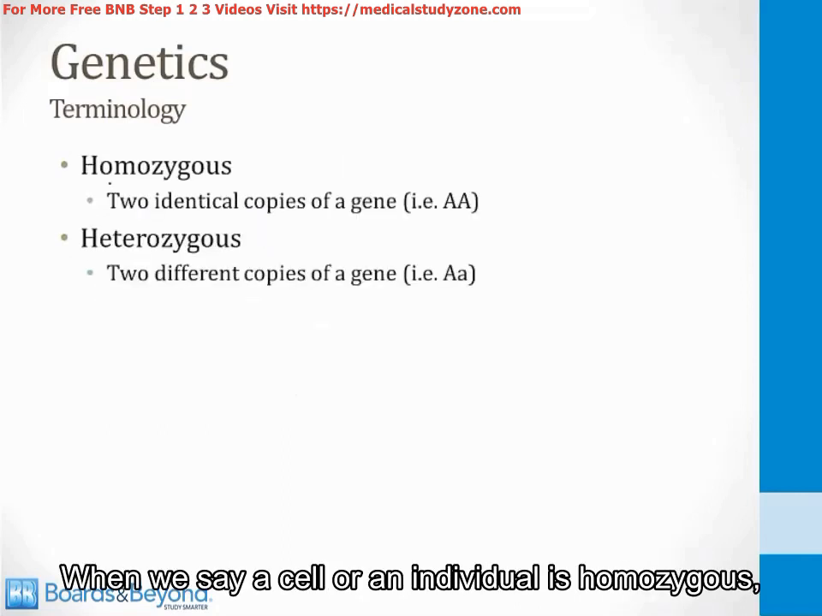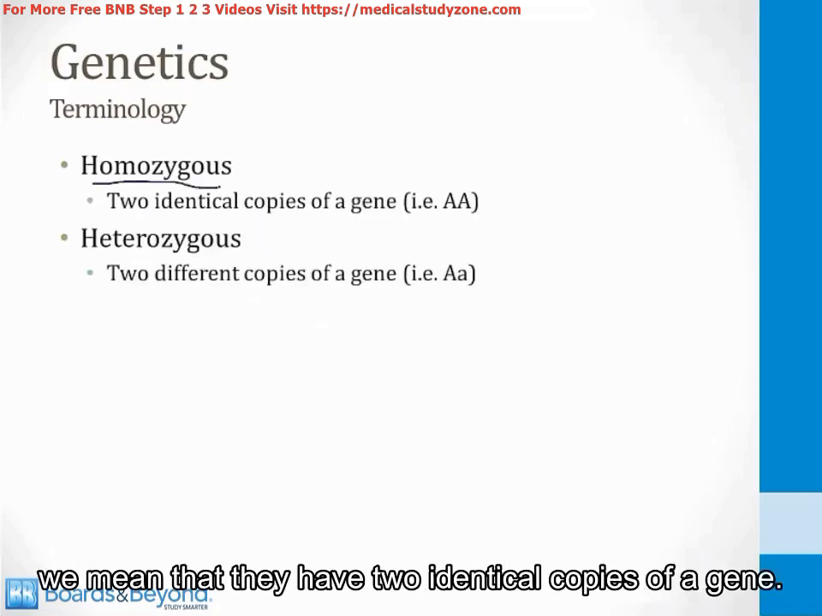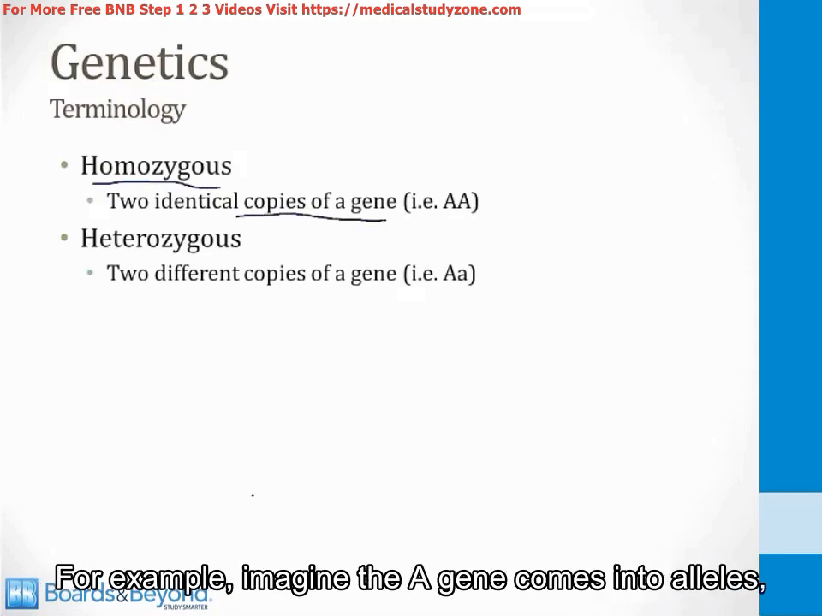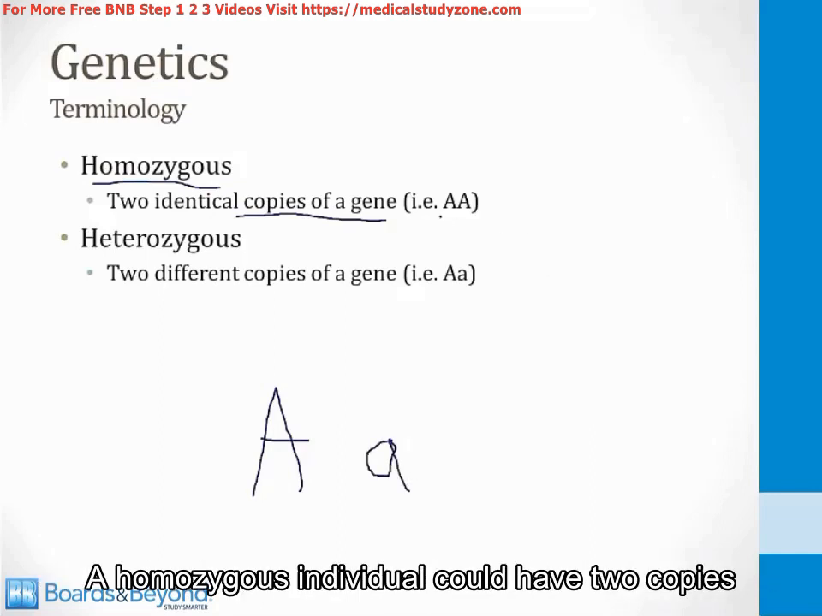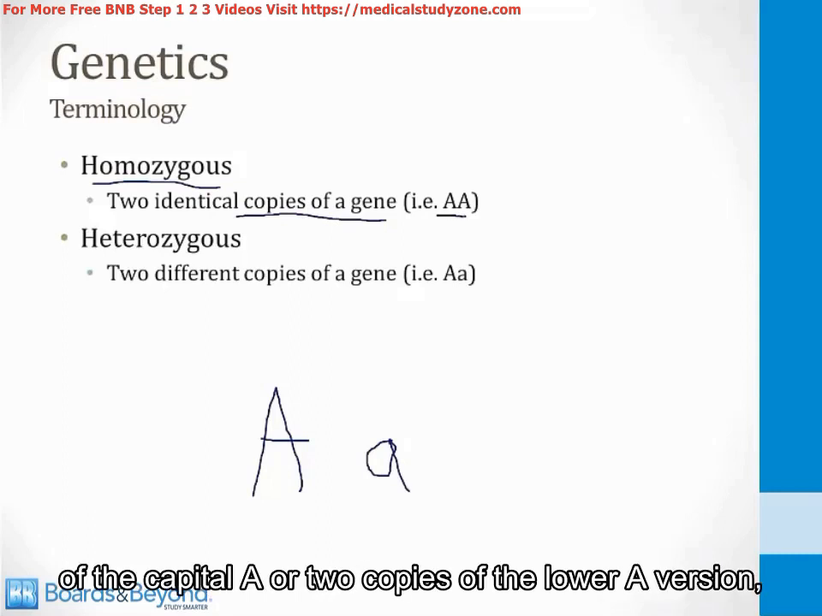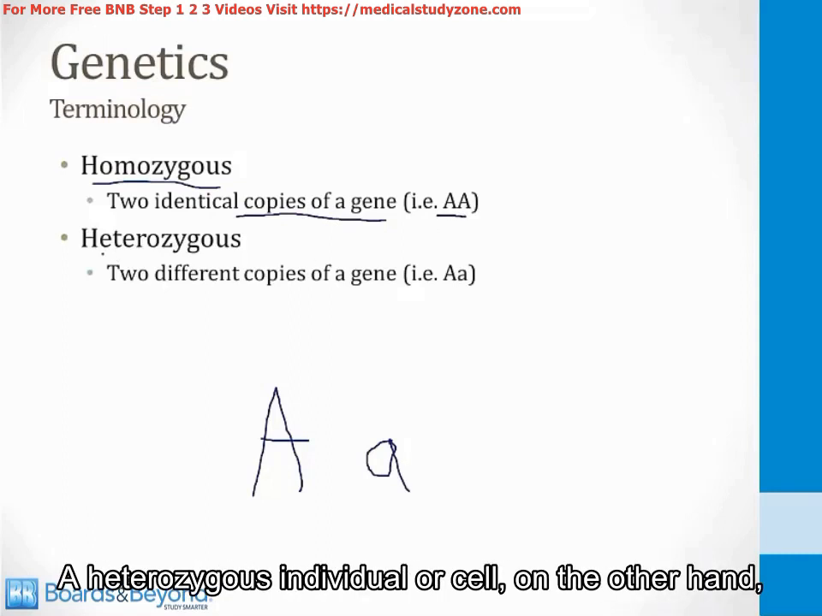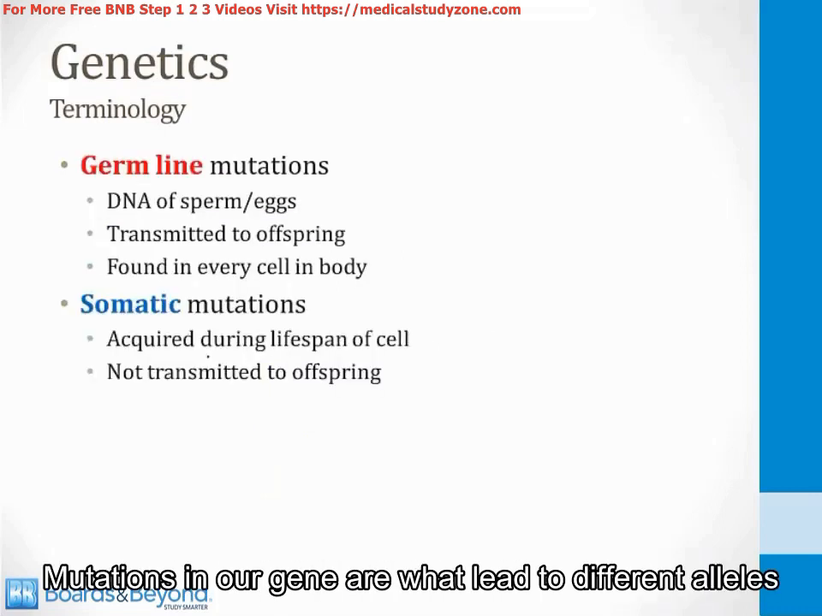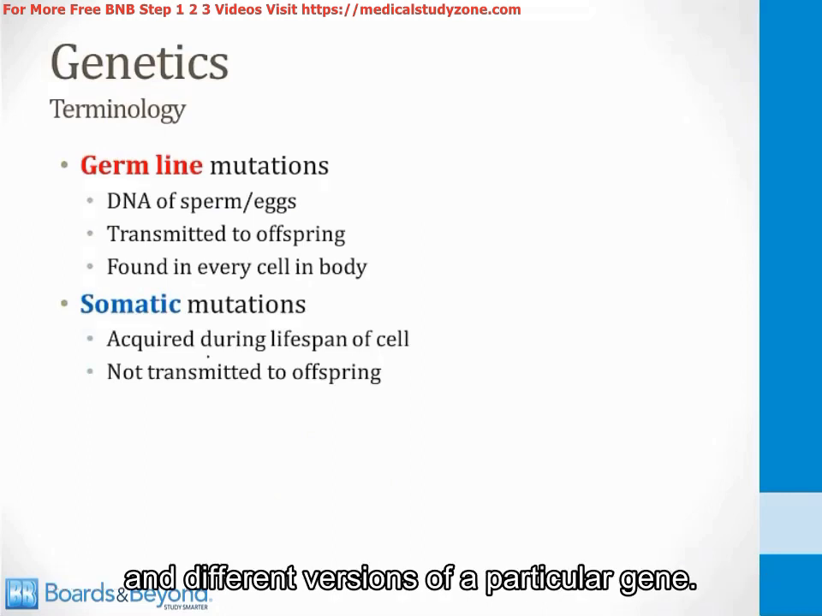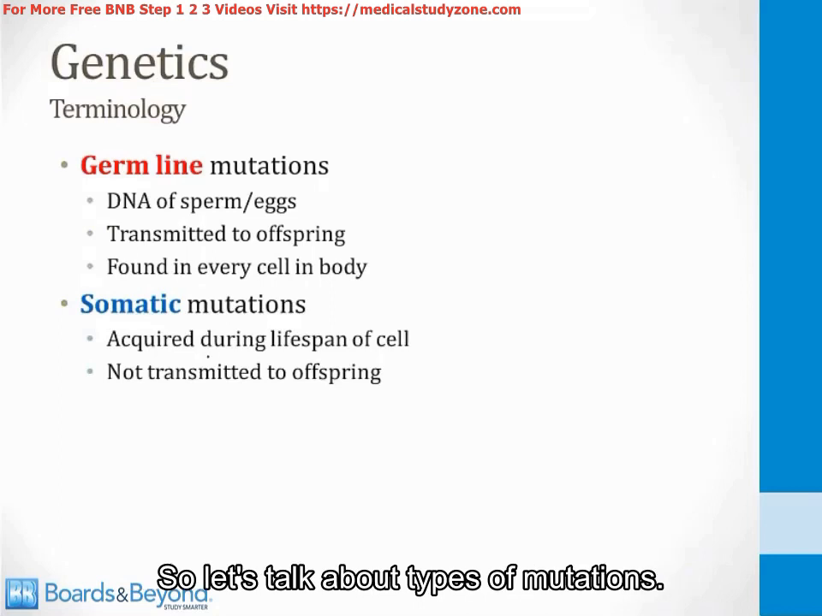When we say a cell or an individual is homozygous, we mean that they have two identical copies of a gene. For example, imagine the A gene comes in two alleles, one we'll call capital A, the other we'll call lowercase a. A homozygous individual could have two copies of the capital A or two copies of the lowercase a version. A heterozygous individual or cell, on the other hand, has two different copies of the gene, such as capital A and little a. Mutations in our gene are what lead to different alleles and different versions of a particular gene. So let's talk about types of mutations.